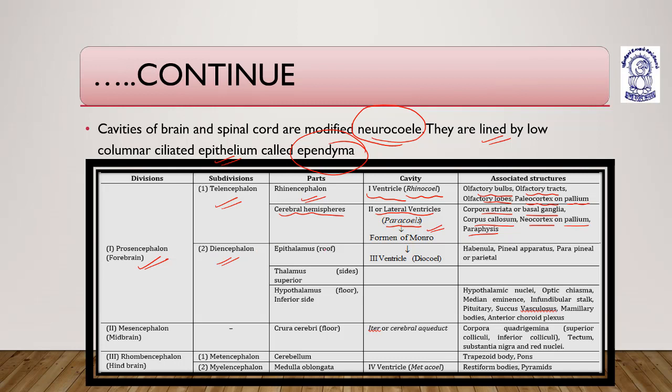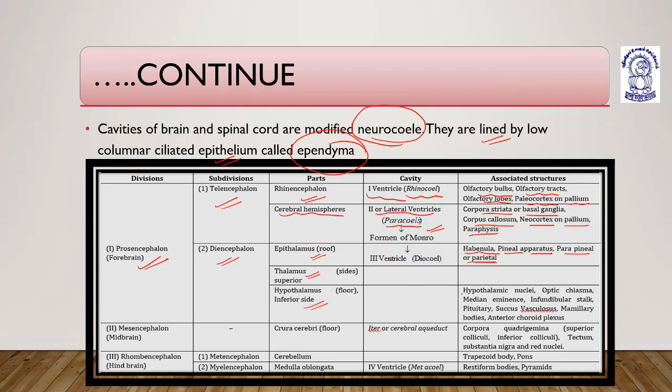Diencephalon is the part of forebrain only, having epithalamus as a roof. Foramen of Monro basically connects paracele to the third ventricle, that is diocele, which consists of habenula, pineal gland or pineal apparatus, parapineal or parietal pineal. Then thalamus on the lateral side, maximum area is covered by thalamus only.